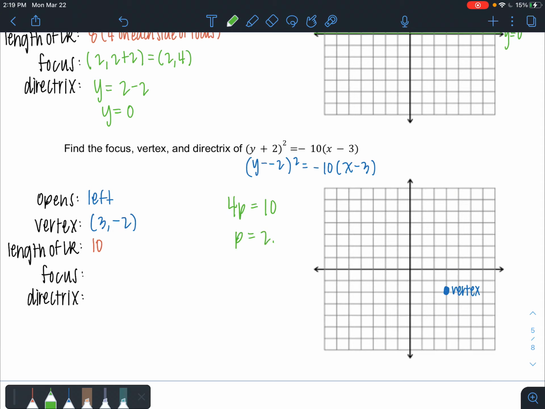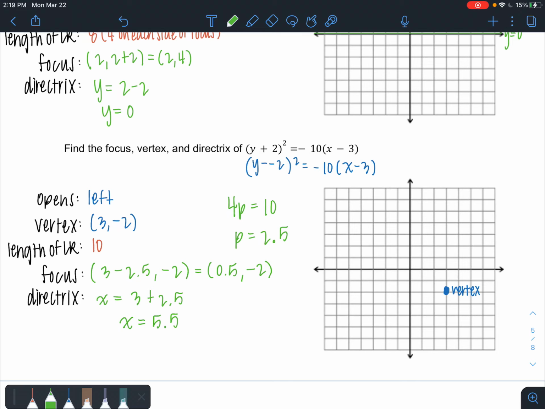So P is equal to 2.5, which means that our focus is going to be 3 minus 2.5, since it's going to the left, -2. So 0.5, -2, and the directrix is x is equal to 3 plus 2.5, so x is equal to 5.5. So we graph x is equal to 5.5.